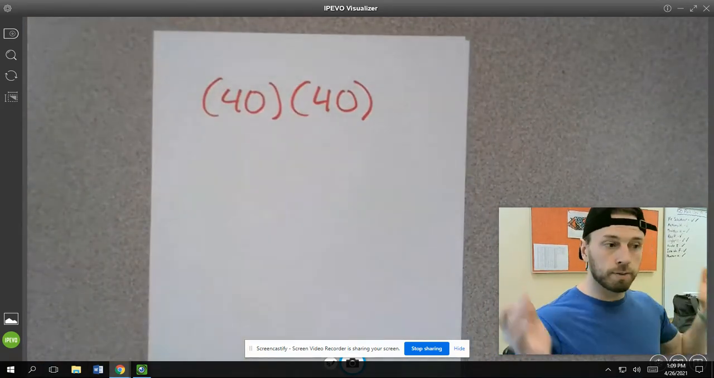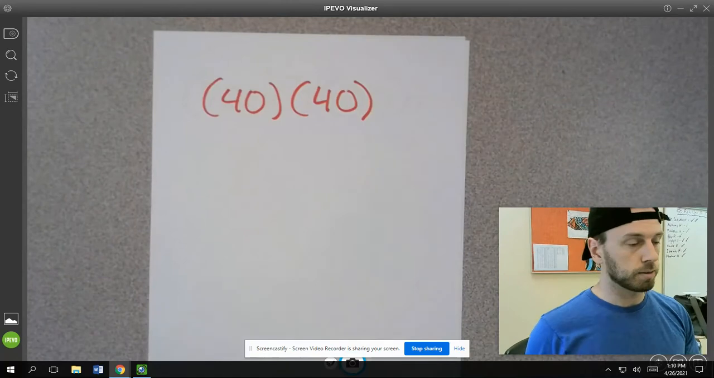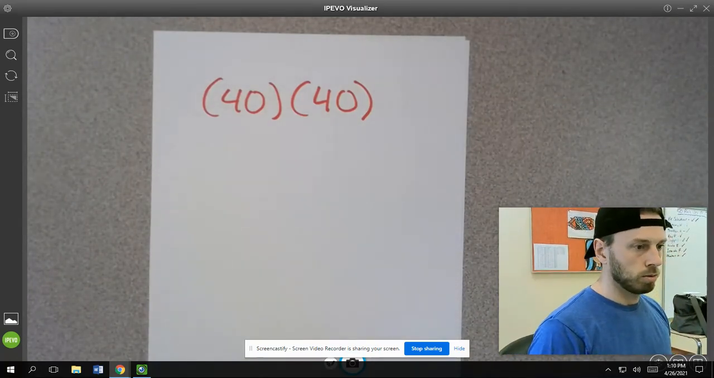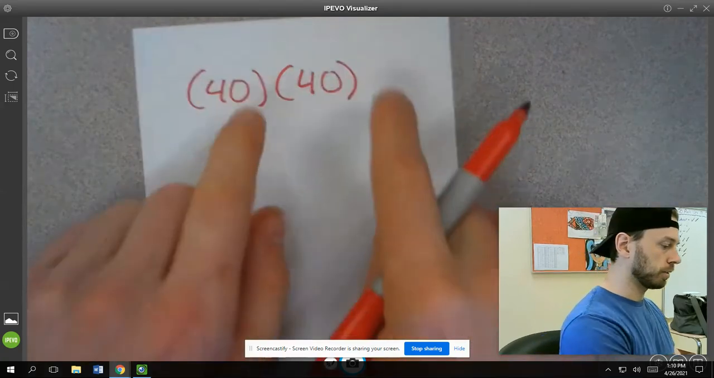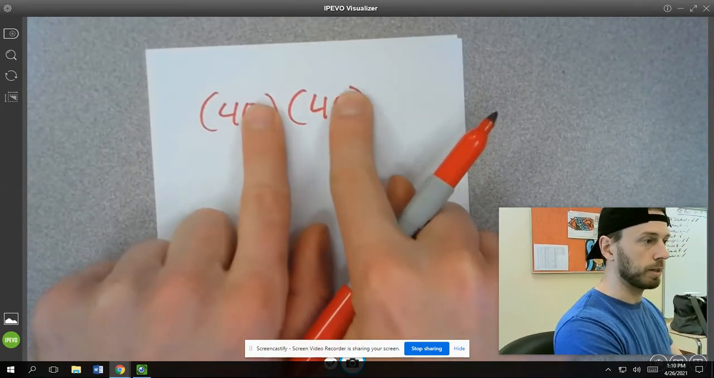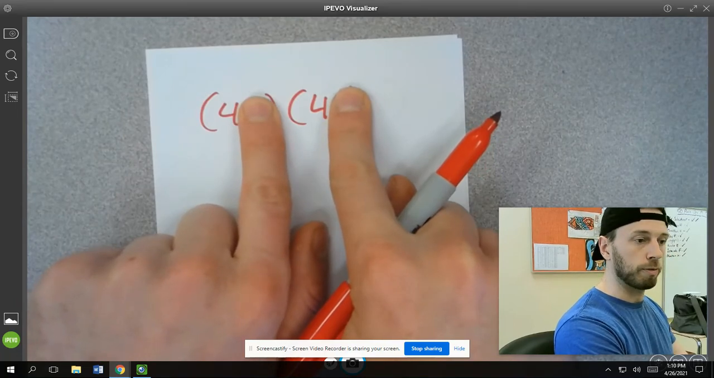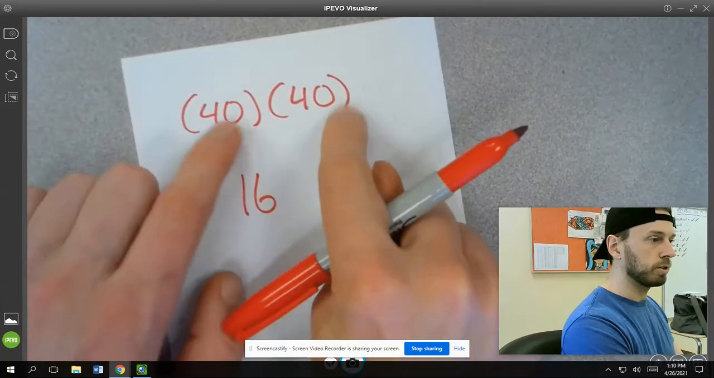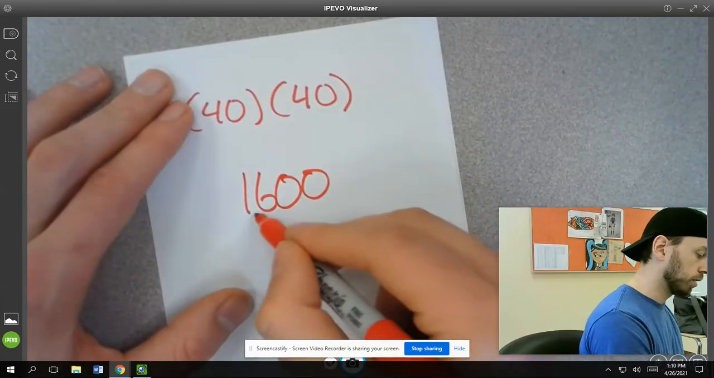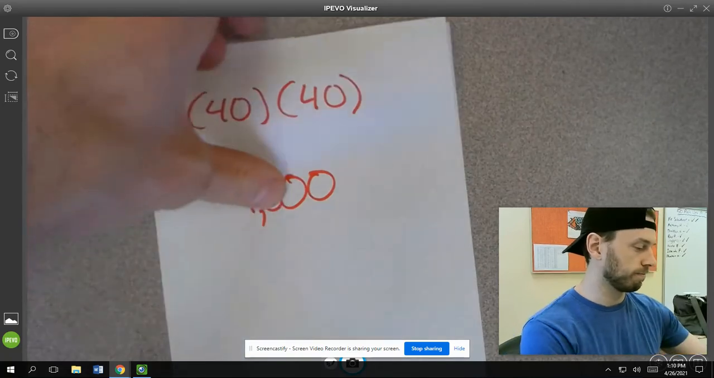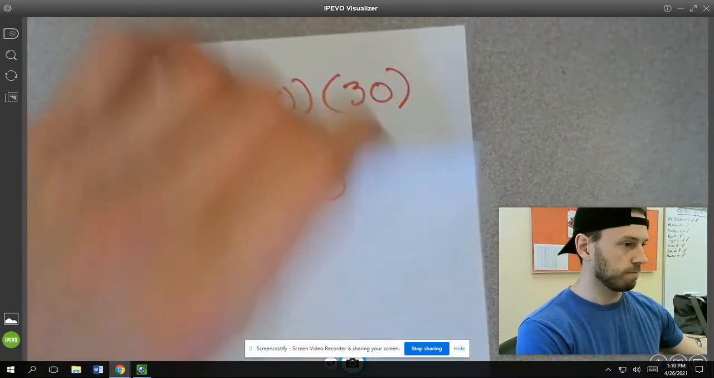Try this one. You can even do them in your head. That's kind of the point of this. Just practice doing these in your head. So what you would do is just take a look at the digits, because we know there's multiples of 10, because they end in 0. And we multiply 4 times 4, which is 16. But we have 2 zeros to add to it. So we now know that 40 times 40 is 1,600.